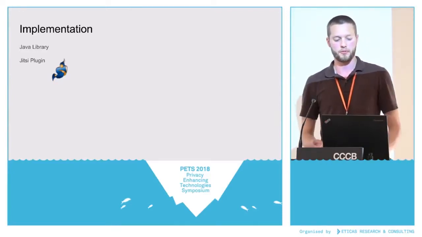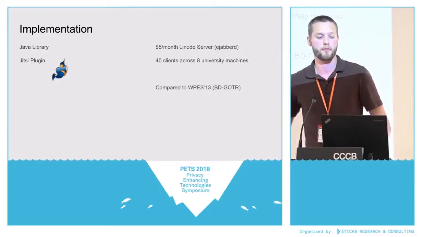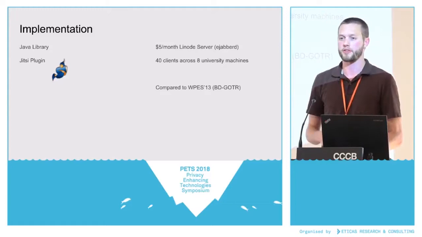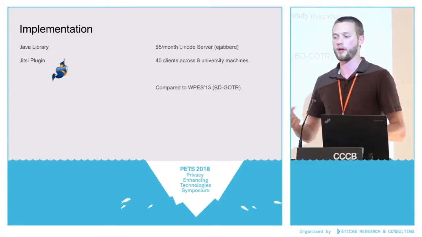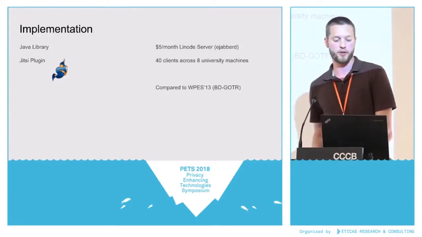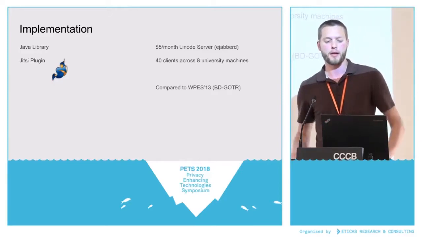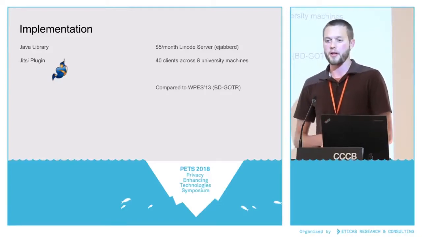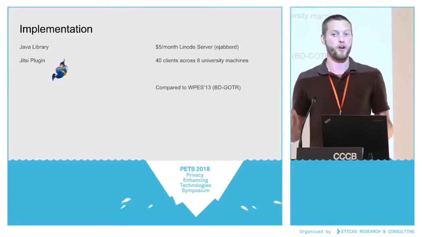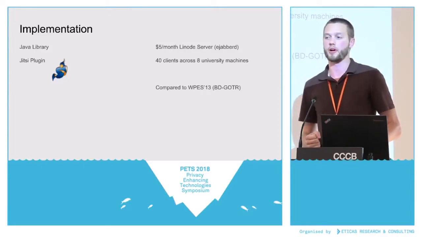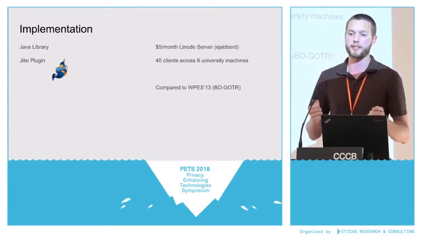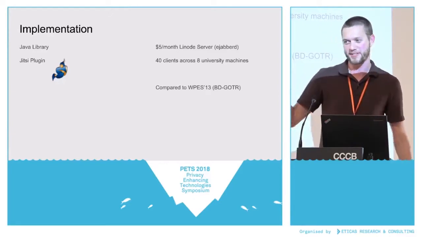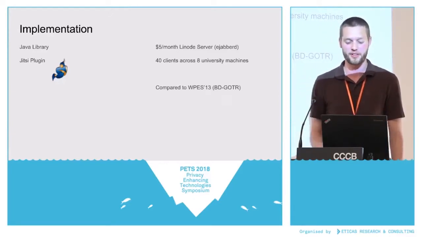To see if it was performant, we ran some tests with a $5 a month Linode server. This server acted as our XMPP server. It ran the standard eJabberd software. And then we ran 40 clients across 8 university machines. We argue that 40 is on the large side of what you're going to do for private, mutually authenticated conversations, so these off-the-record conversations. We have more reasons for that argument in the paper.